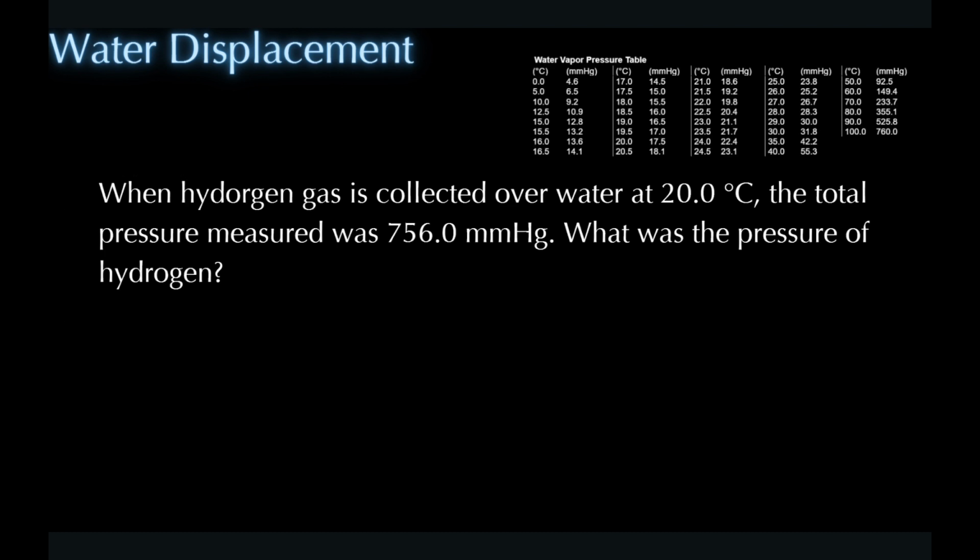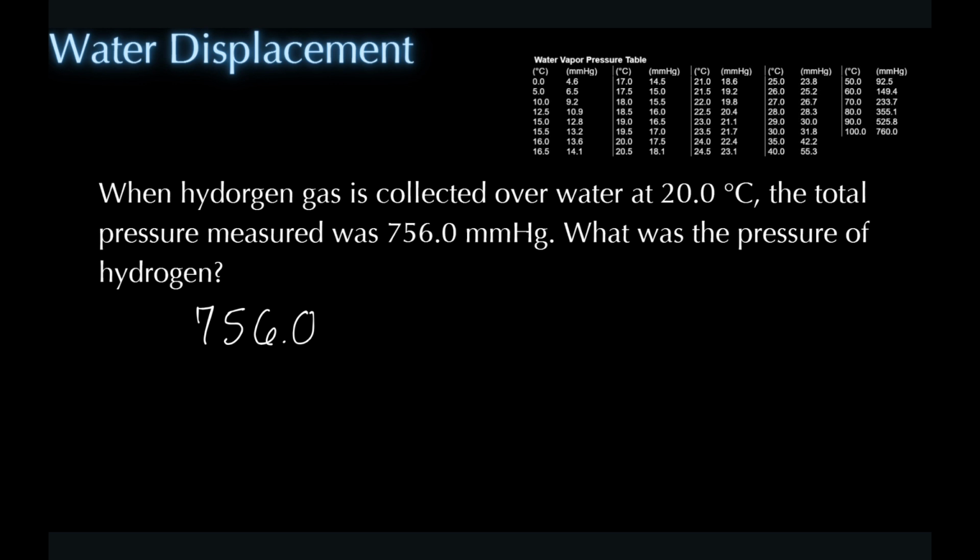Let's go ahead and take a look at our first example. So, when hydrogen gas is collected over water at 20 degrees Celsius, the total pressure measured was 756 millimeters of mercury. What was the pressure of hydrogen? All right, so we have the total pressure of 756 millimeters of mercury. Now, this is very handy.